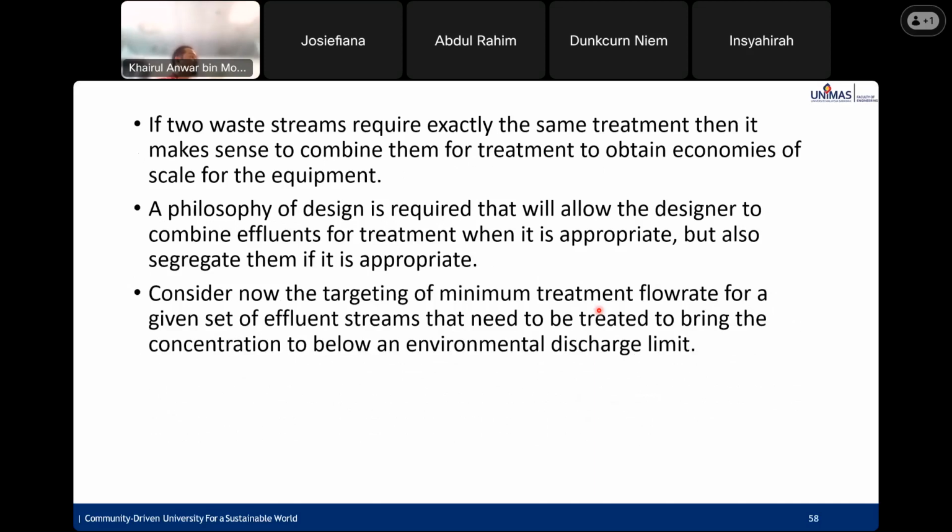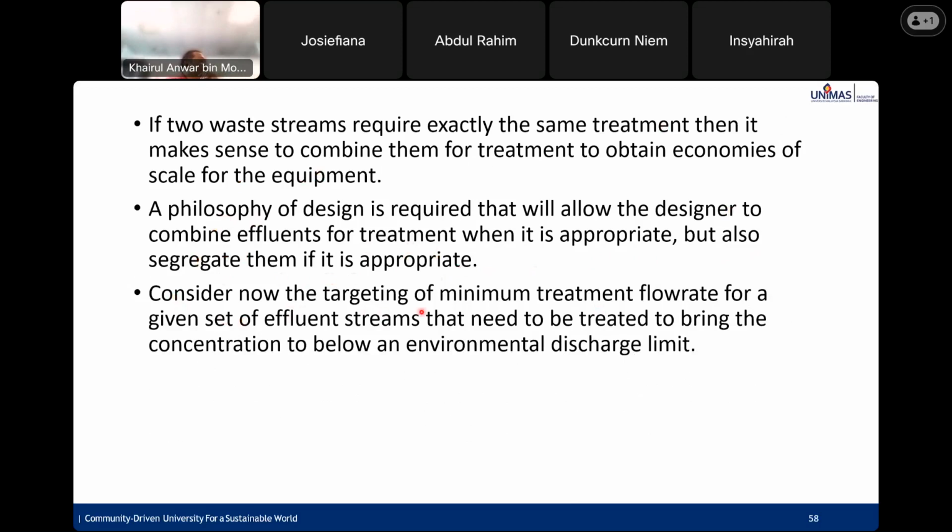If two waste streams require exactly the same treatment, then it makes sense to combine them for treatment to obtain economies of scale for the treatment. A design philosophy is required that will allow the designer to combine effluent for treatment when it is appropriate, but also segregate them if it is appropriate.